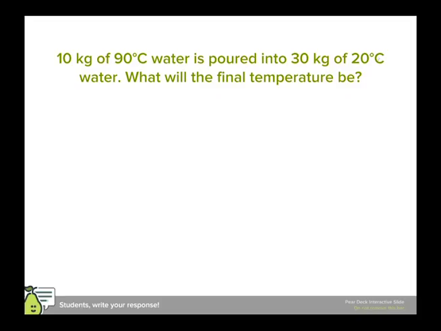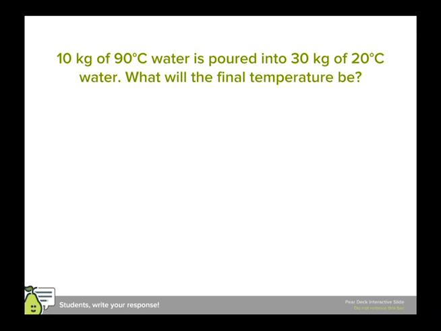Okay, so here's our next Pear Deck quiz question, and this question is going to be using our thermal equilibrium processes. We're mixing 10 kilograms of 90 degrees Celsius water with 30 grams of 20 degrees Celsius water, and we want to know what the final temperature will be.